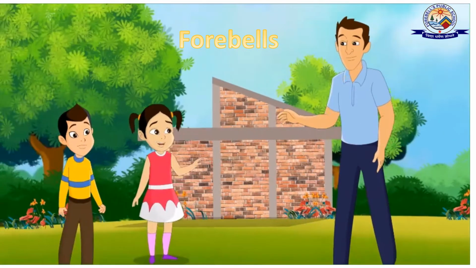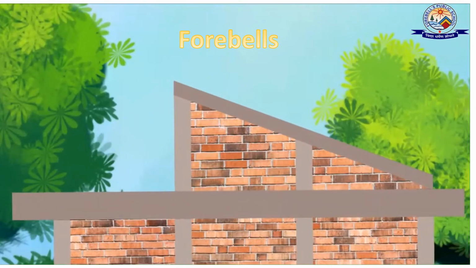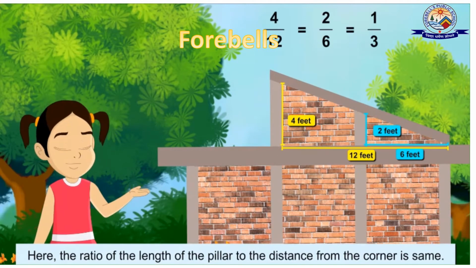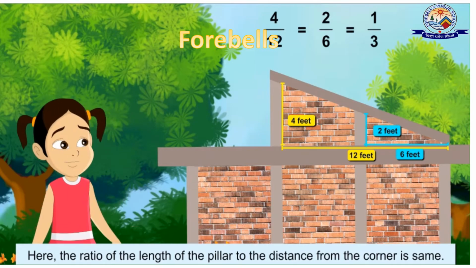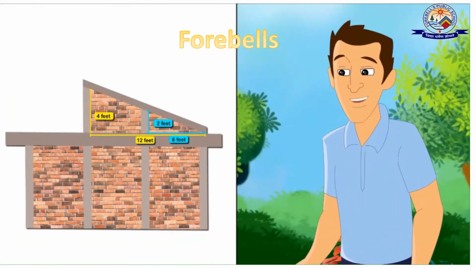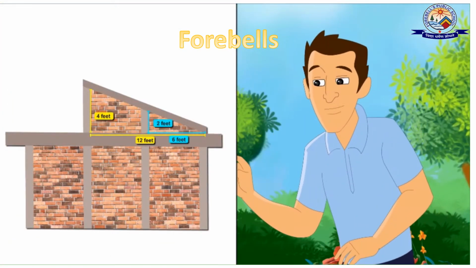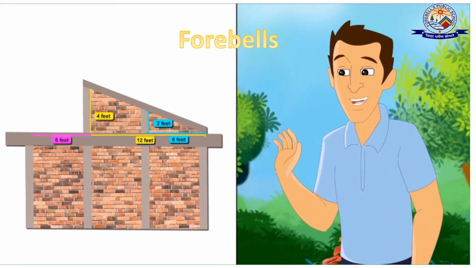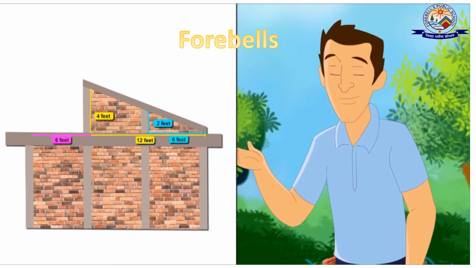Right, Roy. Have you noticed that the first pillar is at 6 feet from that point and of 2 feet height, and the second pillar is at 12 feet from that point and of 4 feet height? Here, the ratio of the length of the pillar to the distance from the corner is the same in both the triangles. Since the ratio is the same, can you find the height of the third pillar to be constructed at that point, which is 6 feet apart from the second pillar?